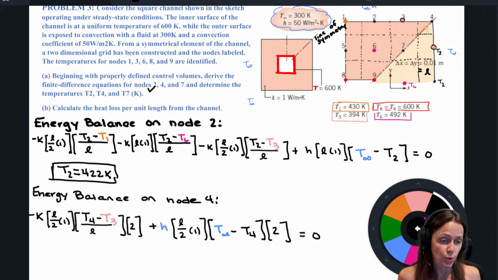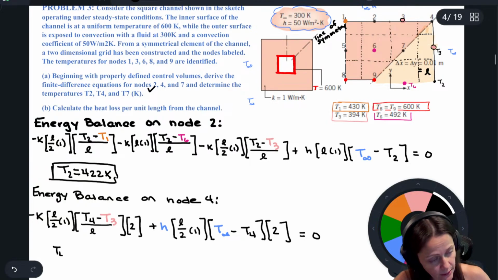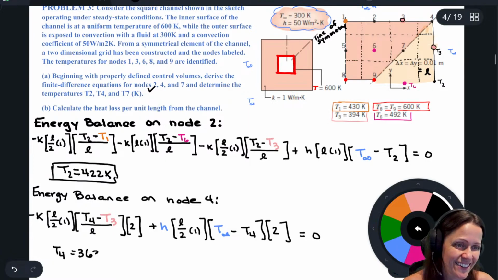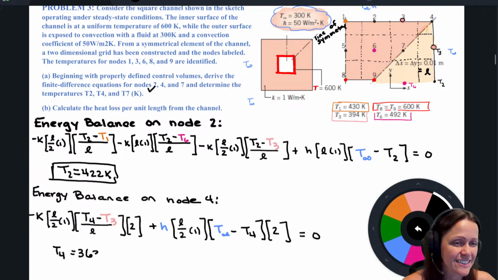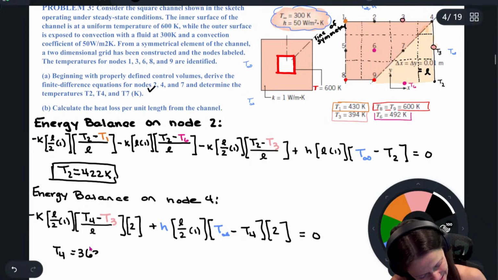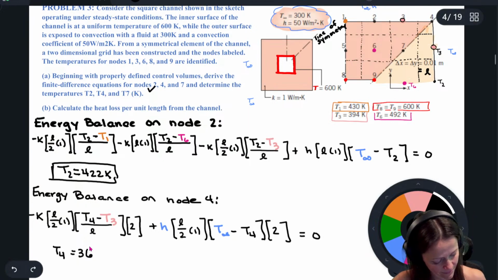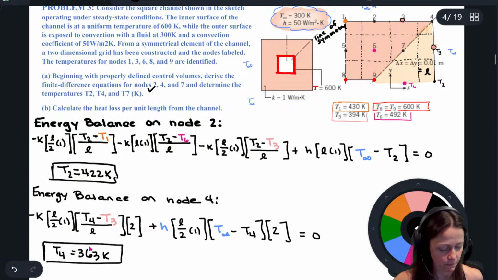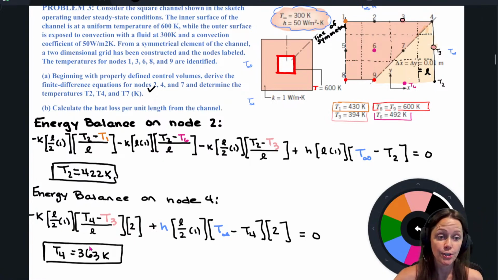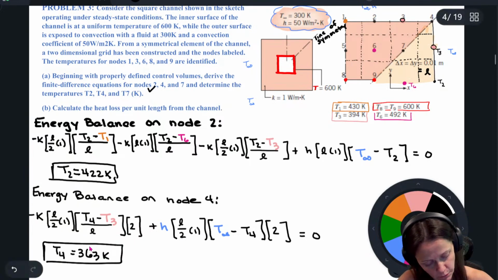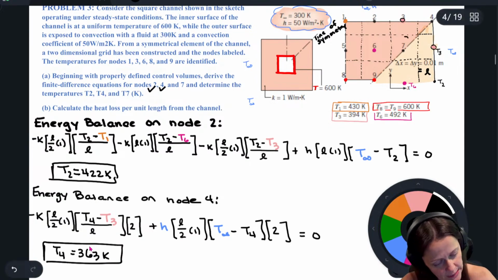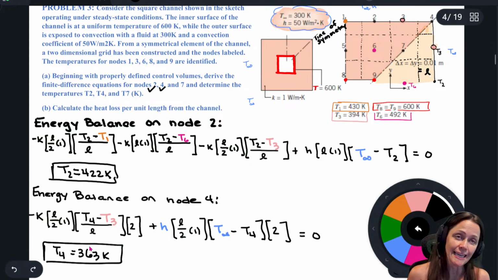Got one equation, one unknown. I end up having a T4, which is equal to 360. Oh, I can't read. 363. 363 Kelvin. Perfect. All right. So that's for node 4. Now I need number 7. So that's this one right here, and that's an interior node.